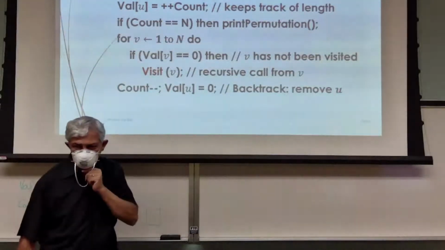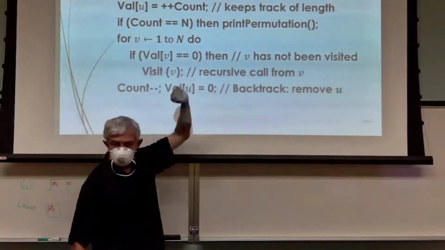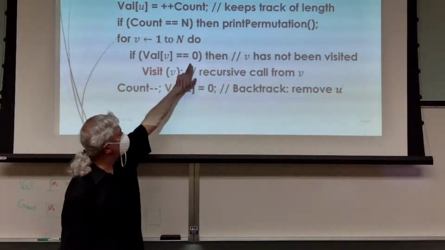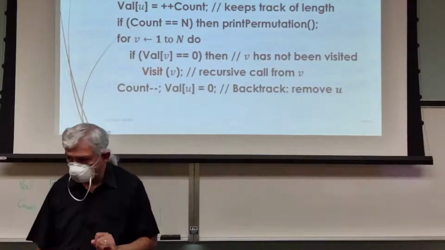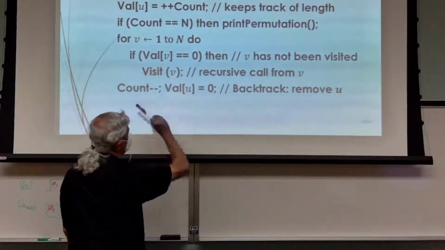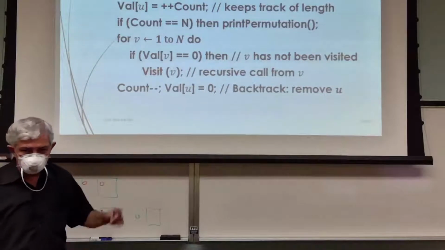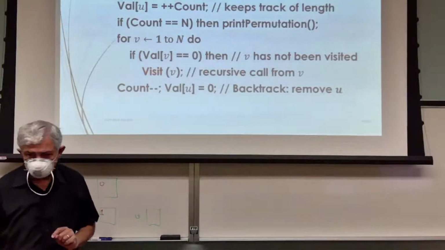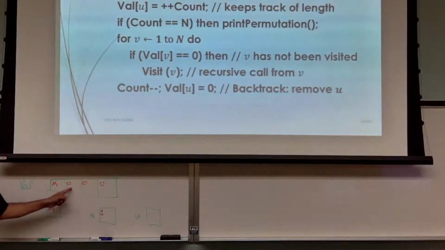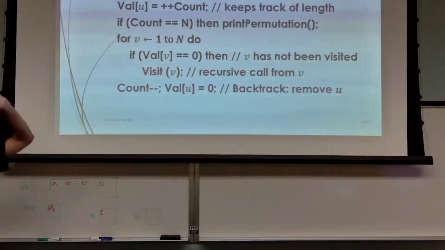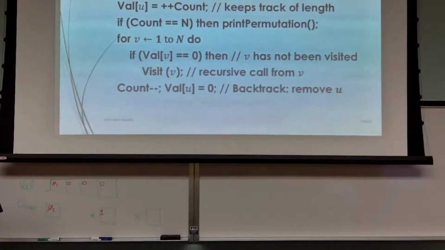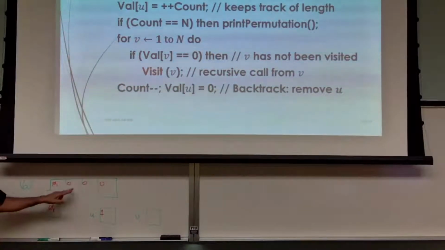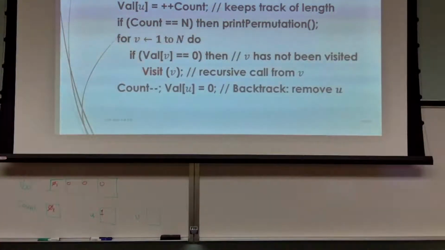Then it uses a new variable called v, goes through all the possible values, and checks for the first 0 item. The first 0 item is the one that it will focus on, and it'll make a recursive call for that value. So over here, the first 0 value is in position 2. And so therefore, it's going to call visit of 2. Okay? Are you with me so far? So when it restarts, u is now 2. Count is 1. And u has become 2.